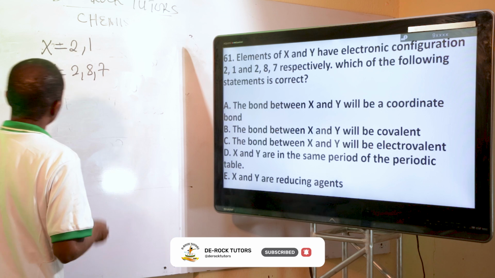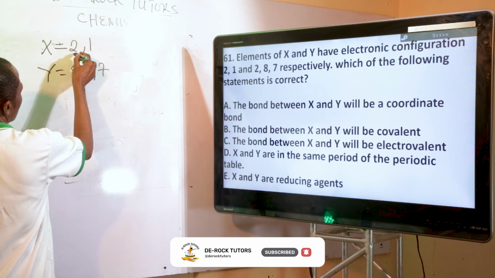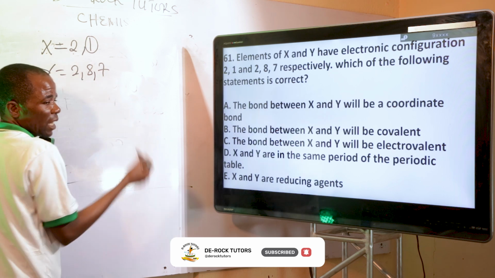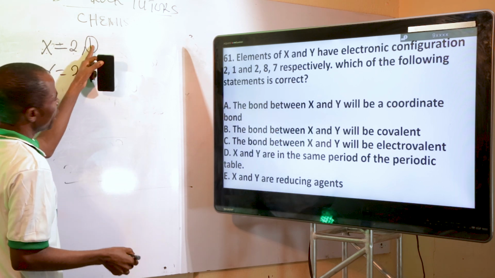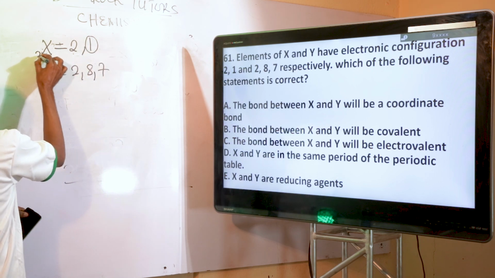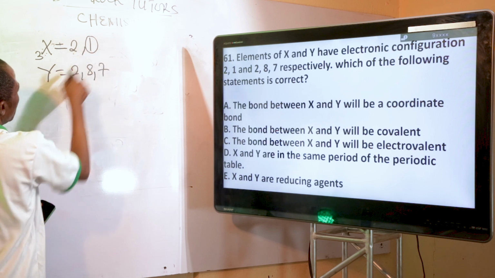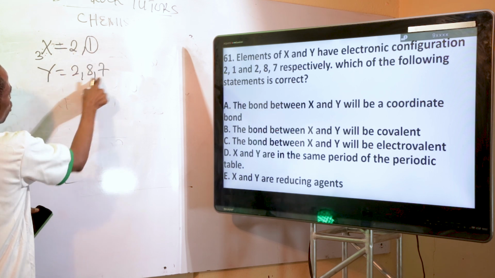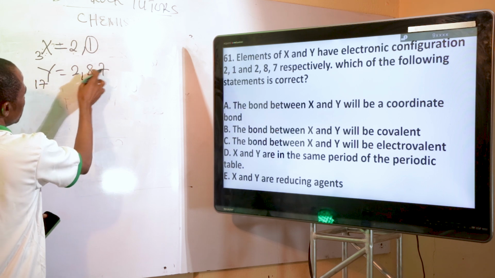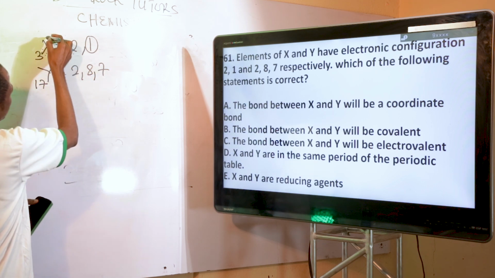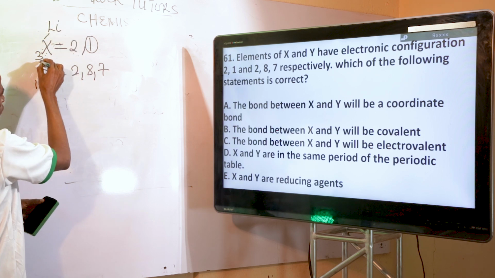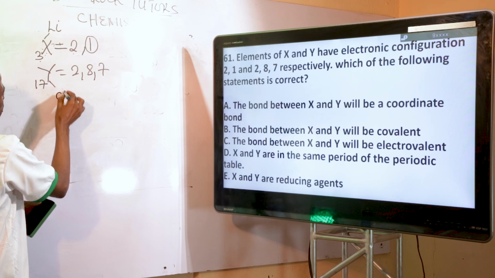First things first. If you look at this, we can see that this particular element X is an alkali metal. How do we know? It has one electron in its outermost shell. It means that this element has atomic number 3 because that's 2 plus 1. And this element Y belongs to group 7 in the periodic table and has atomic number 17, 2 plus 8, 10, 10 plus 7. It is evident that element X is lithium because it has atomic number of 3, and this element here is chlorine.